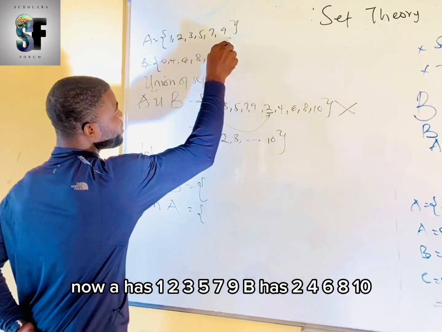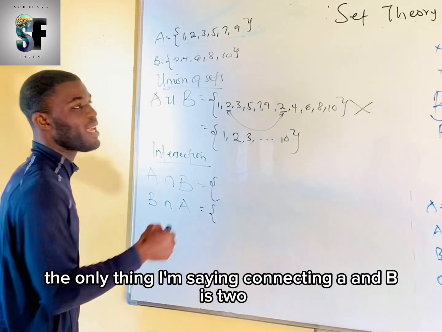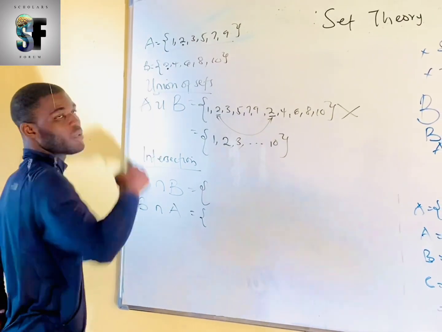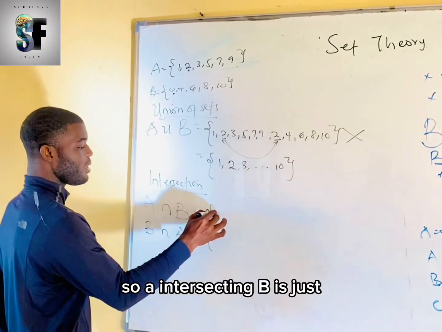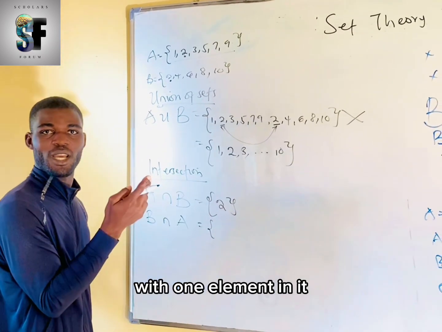Now, A has 1, 2, 3, 5, 7, 9. B has 2, 4, 6, 8, 10. The only thing connecting A and B is 2. So, A intersecting B is just 2. And what kind of set do we call this? A unit set with one element in it.